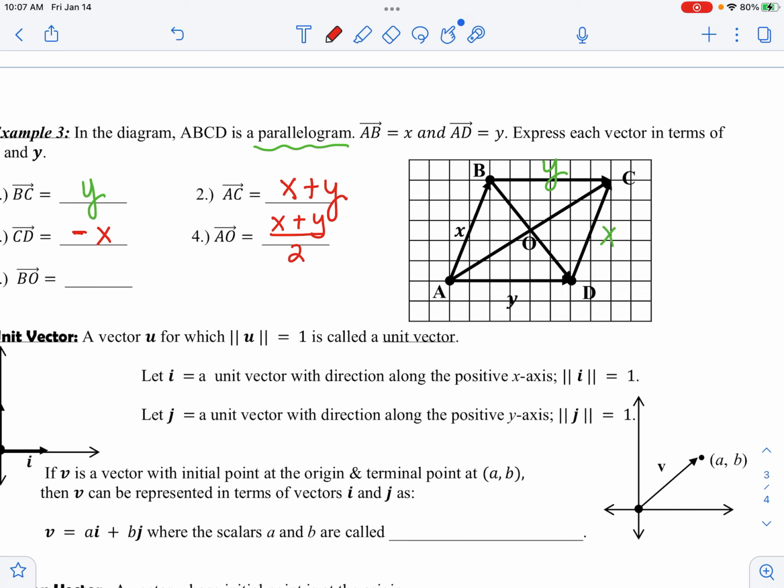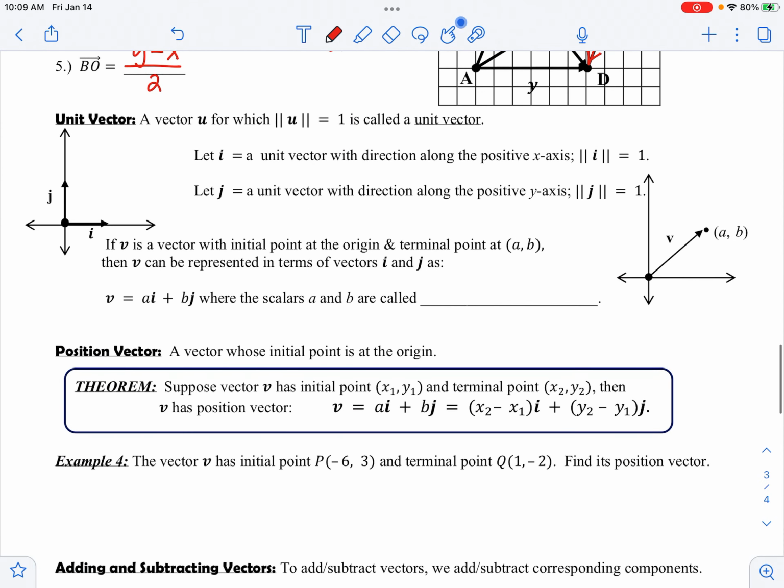All right, BO, let's try that one now. BO. Oh, so same idea. All right, so I'm going to start at B, and I'm going to go this direction. That is Y. And then I'm going to go this direction, which is the opposite of X, because this points this direction, right? So that's minus X, and then it's half that distance, so divided by 2.